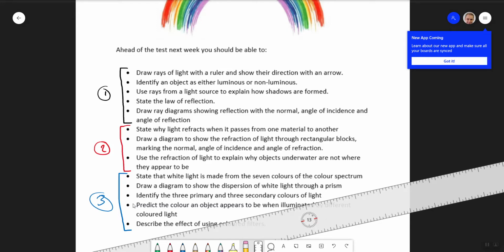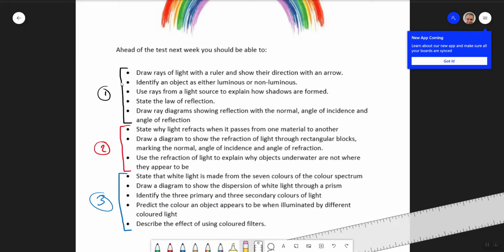So this is the revision list that you've got, and I'm breaking it into 3 different chunks which I'll timestamp. The first is this stuff here, which is all about drawing rays of light and the law of reflection and how we see things and look at things in mirrors. The second topic we did was on refraction, where we looked at light bending as it went from air into a different medium. And the third one is about colour. Okay, so I'm going to tell you 3 little bits on all of these in turn.